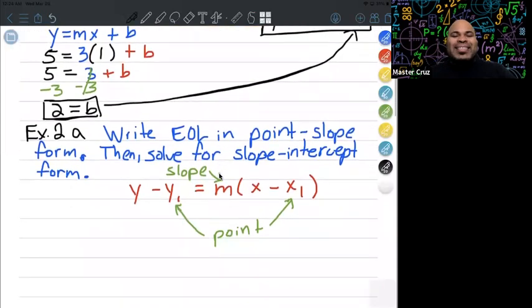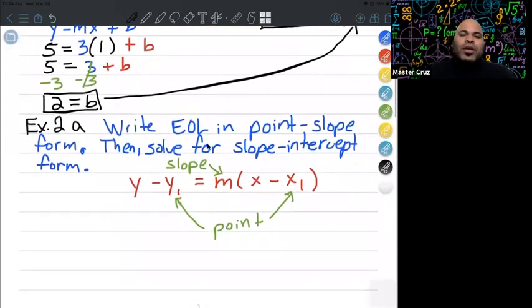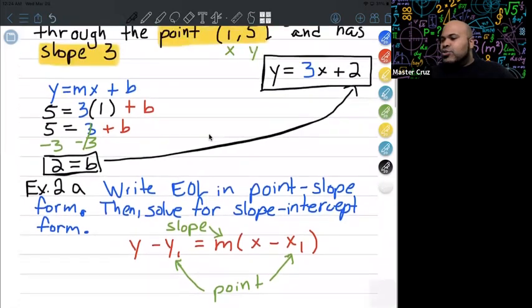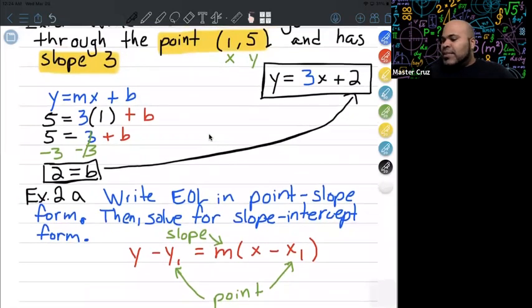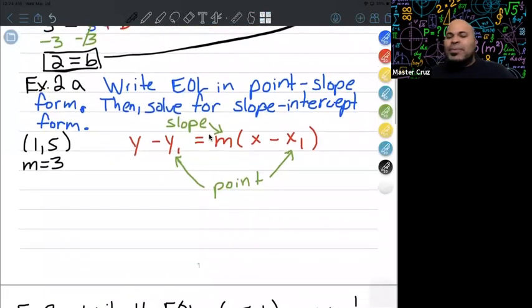We're going to write the same equation of a line as the previous problem, but we're going to do this in point slope form instead. So the point, we're going to rewrite them down here. The information is 1, 5, and the slope is 3. So the point slope form is a little bit different from the slope intercept form. This is the point slope form, and the point slope form shows you a point just by looking at it and a slope just by looking at it.